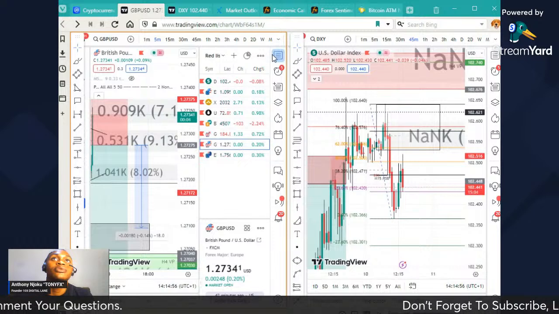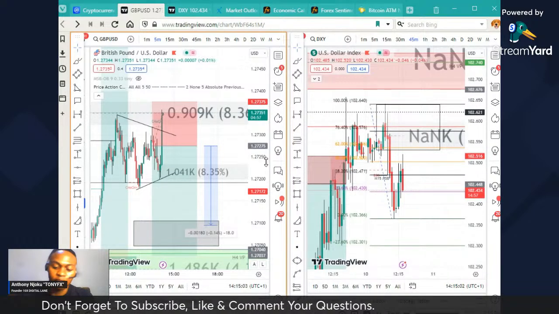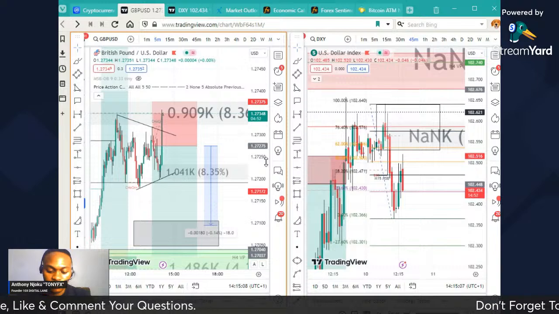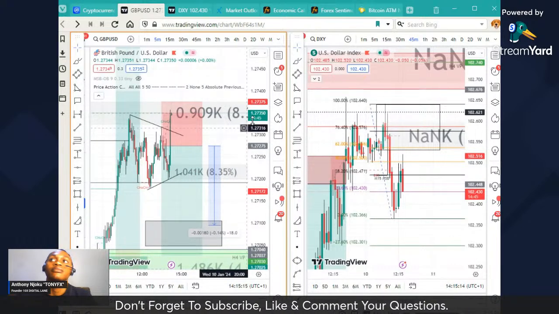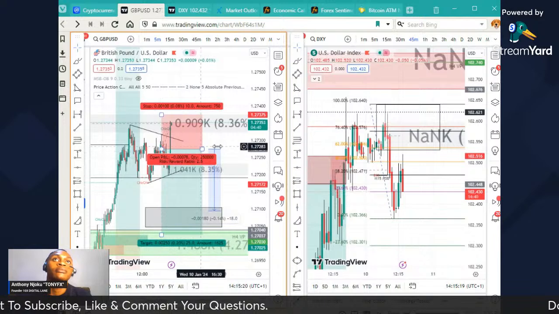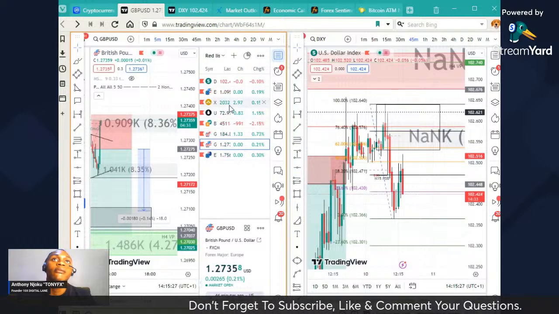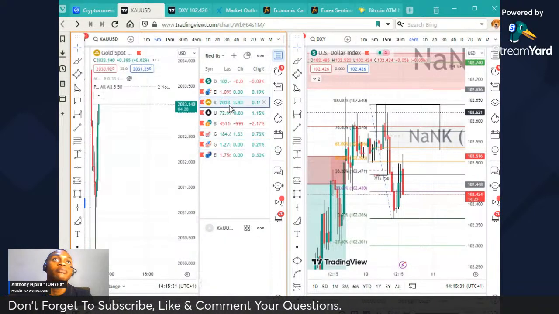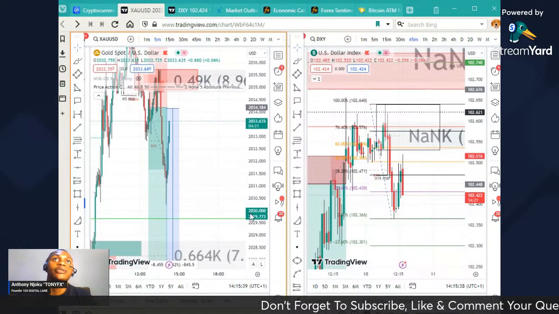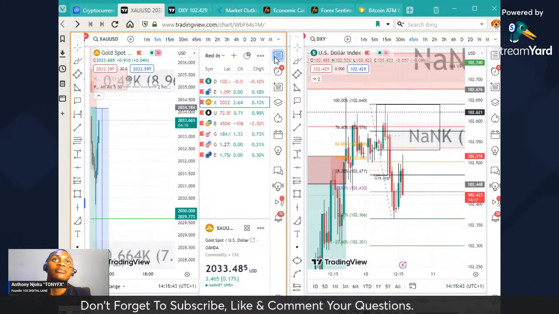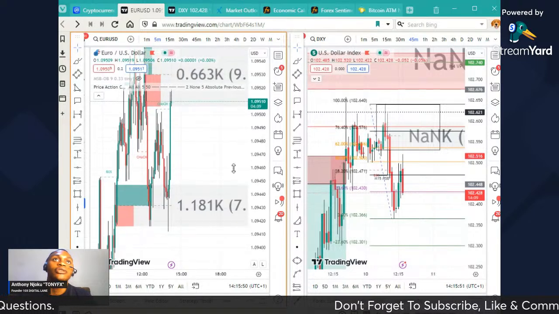Good, not much move on gold. So there's a change of character. Let's see what gold is doing. It's moving up, getting close to our entry. The dollar is losing strength.